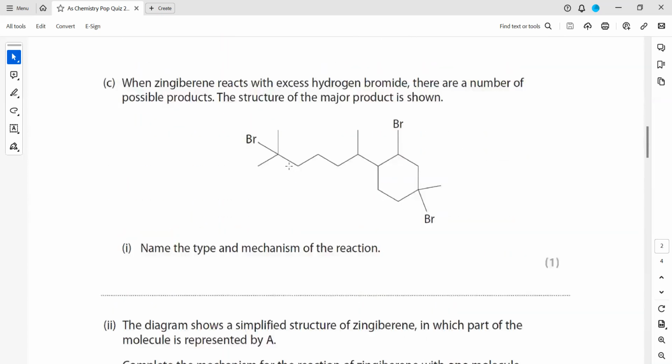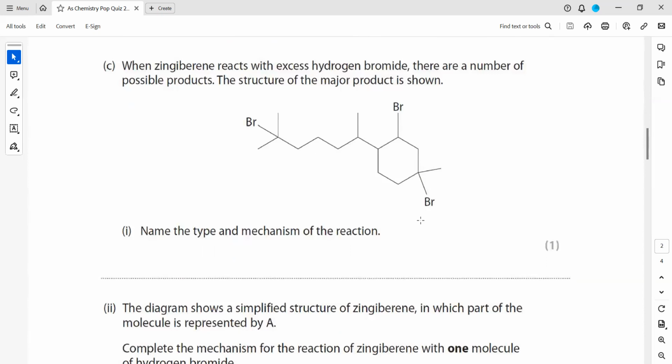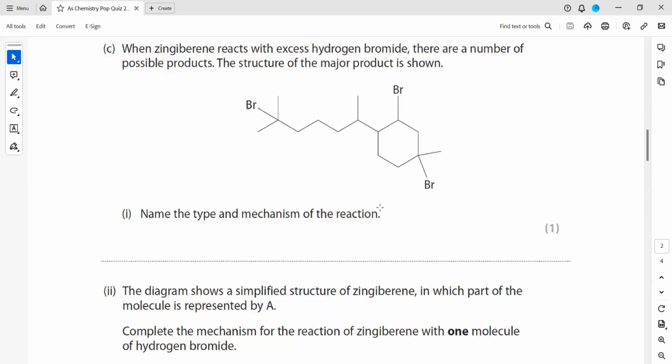Next is, it is reacting with hydrogen bromide, and there are a number of possible products. The structure of a major product is shown. Name the type and the mechanism of the reaction. Whenever alkenes, as we discussed, undergo electrophilic addition reaction, and free radical substitution is for alkane. So name the type of reaction.